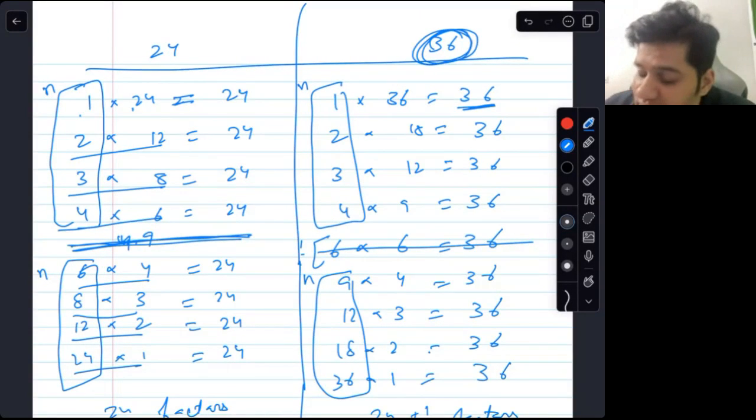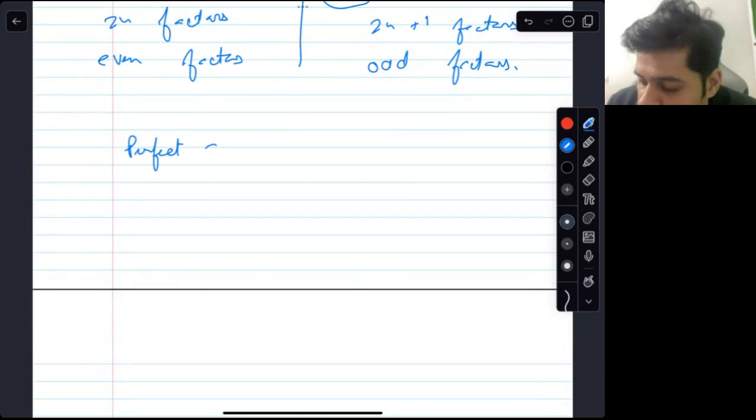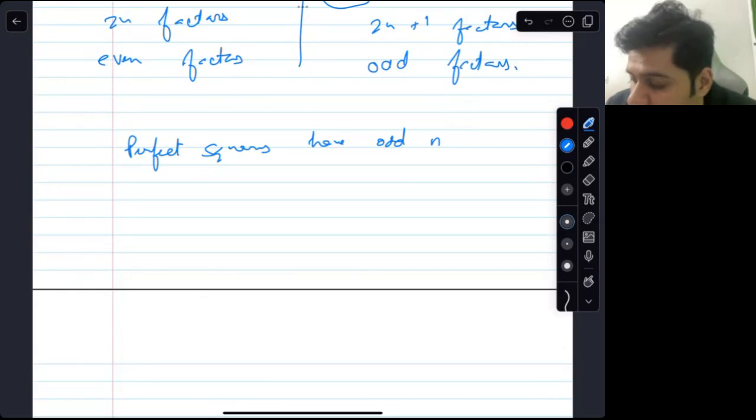Perfect squares have an odd number of factors.